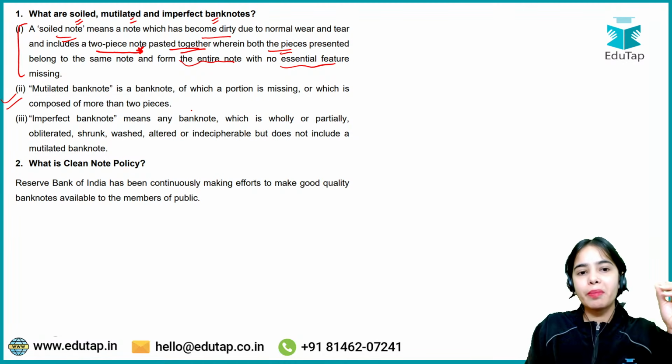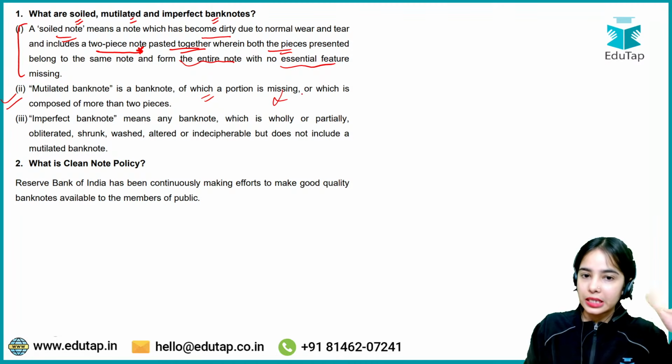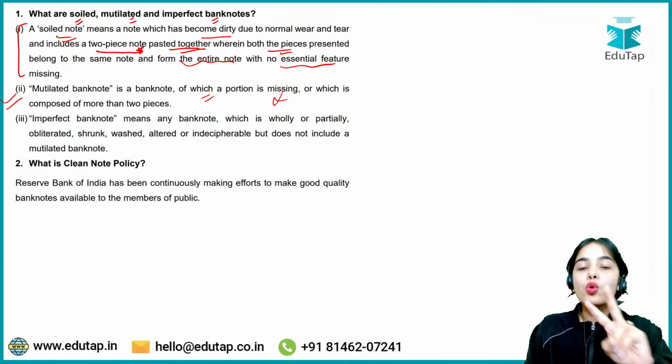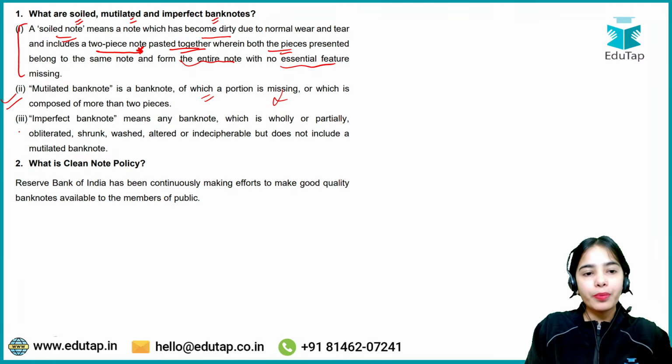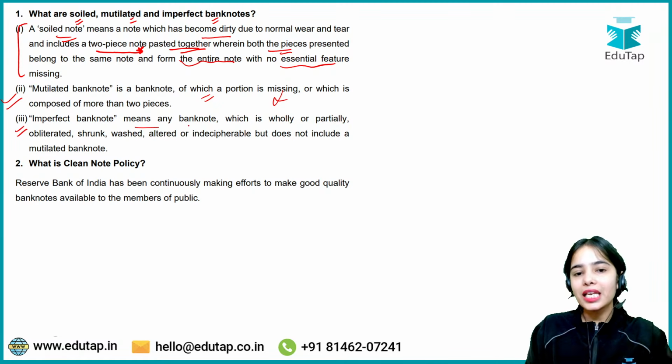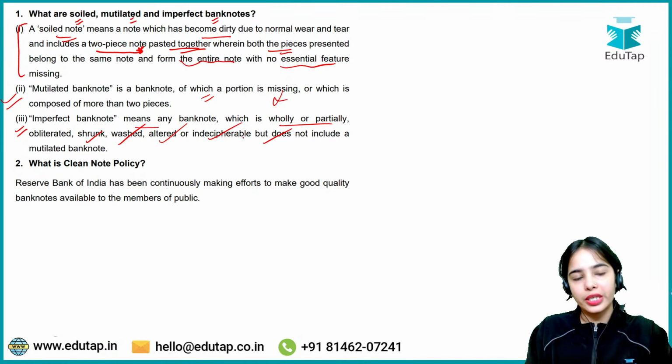Mutilated banknote is a banknote of which a portion is missing or which is composed of more than two pieces. Okay. Imperfect banknote means any banknote which is wholly or partially obliterated, that means it is not visible completely, shrunk, washed, altered, indecipherable, but does not include a mutilated banknote.